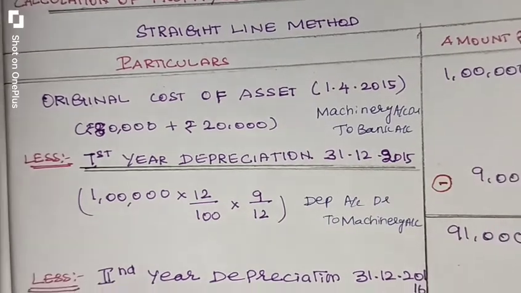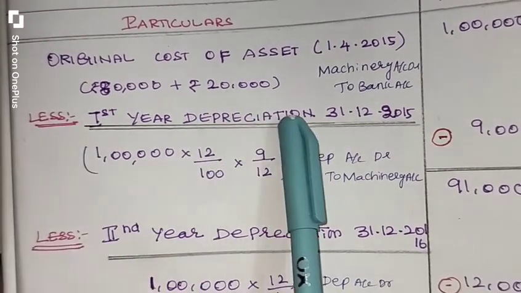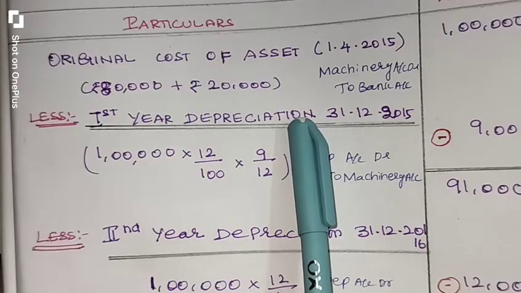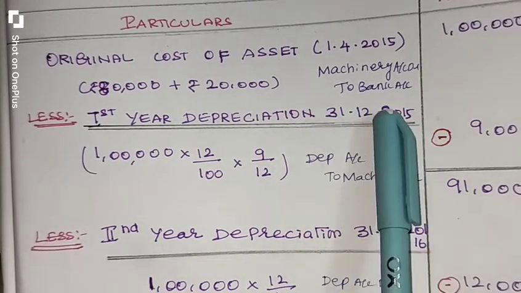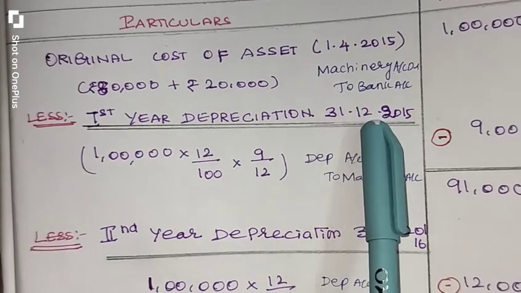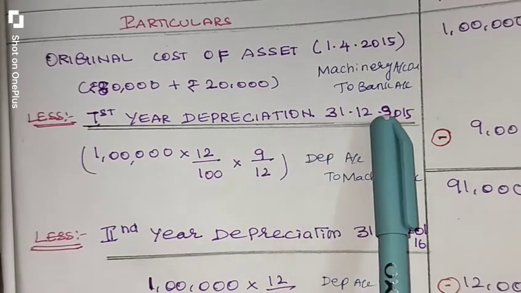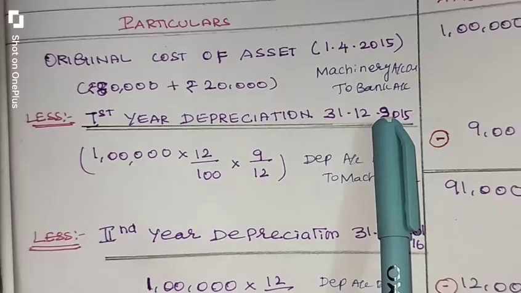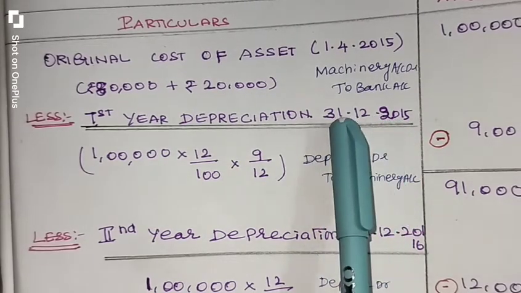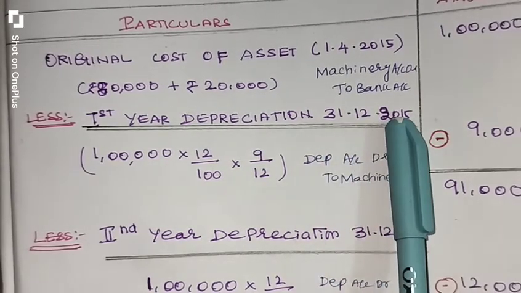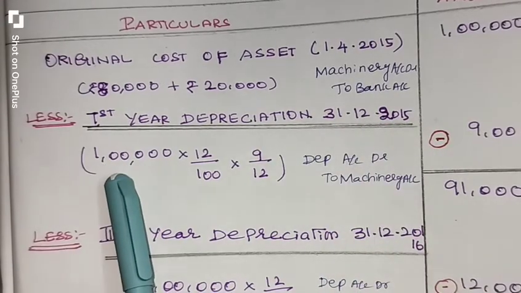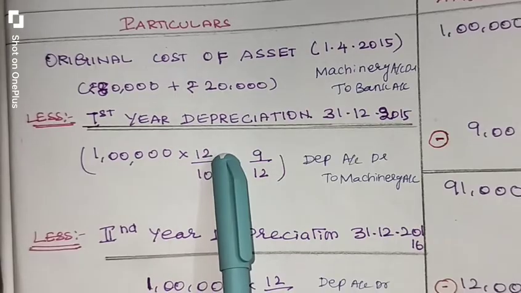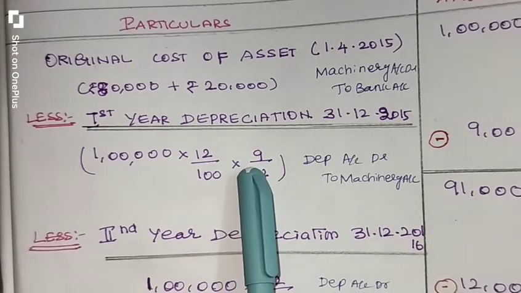Then we have to calculate the first year depreciation, dated 31st December 2015. How can we take this date? They have given in the transaction the closing date of the accounting period for every year. So the closing date is 31st December 2015. We have to take it here. So we have to take original value into 12% into 9/12.